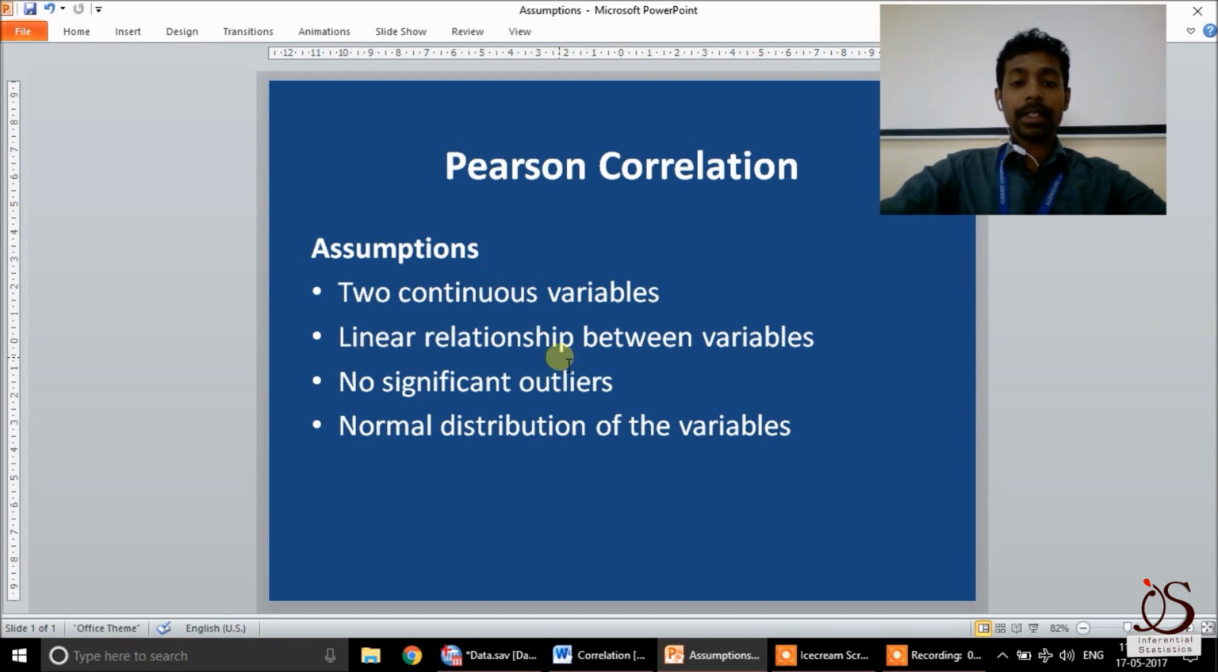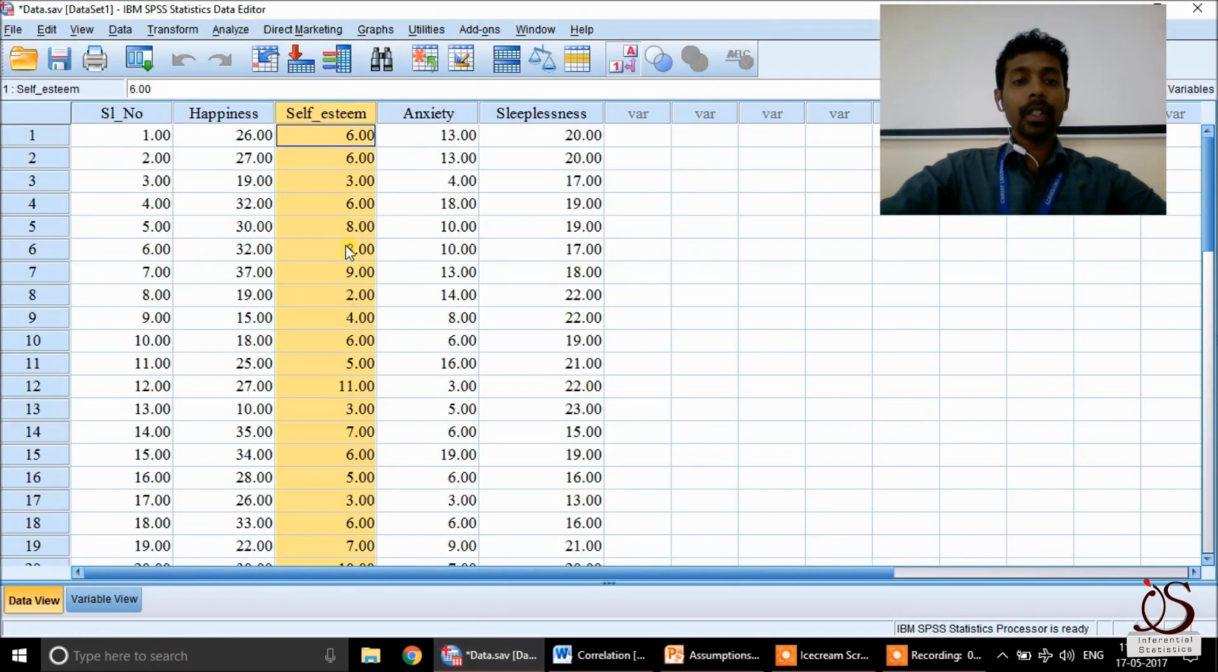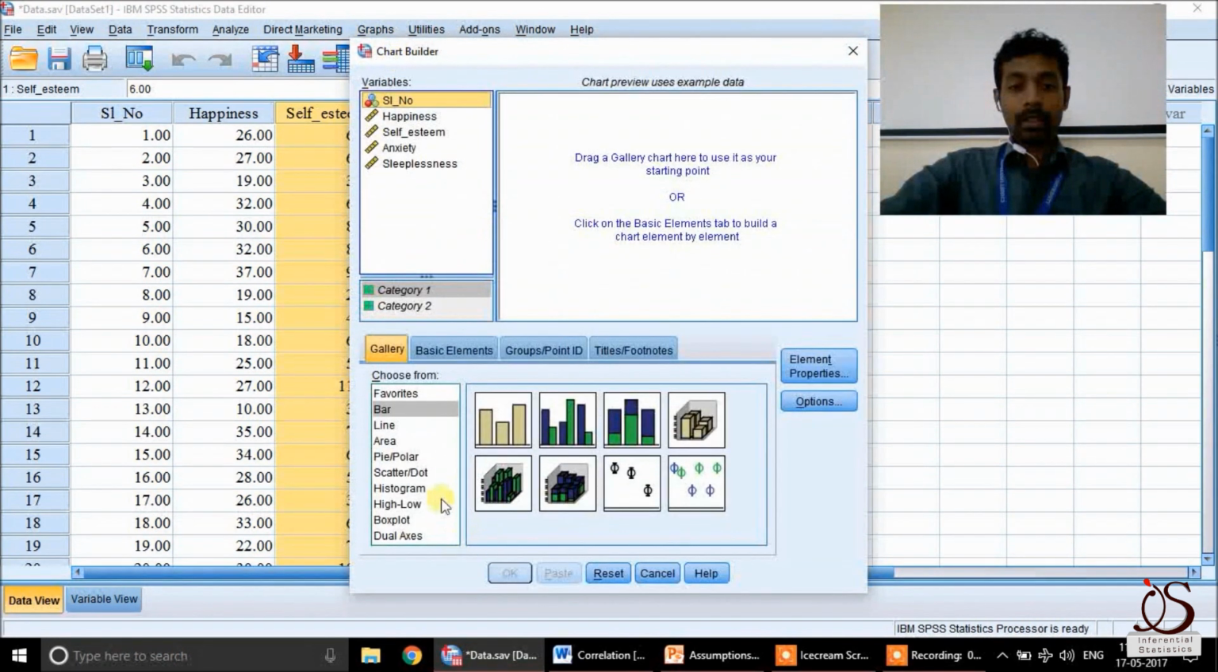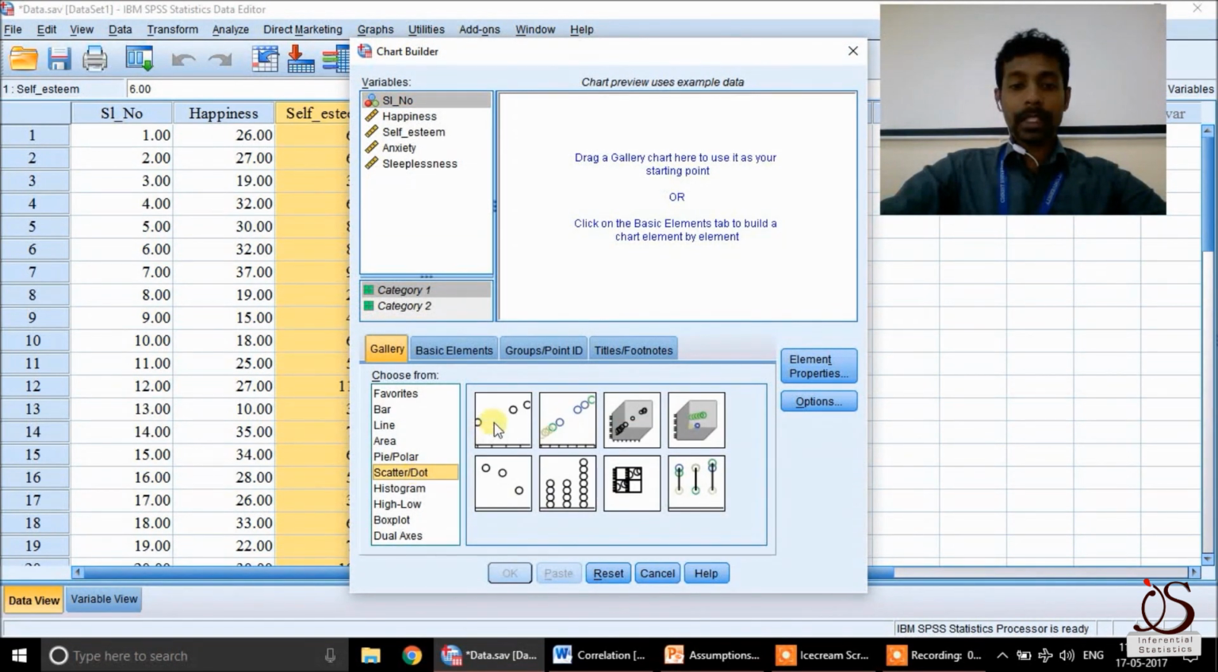The second one is a linear relationship between the variables. It means there should be a straight line relationship between the variables, that means happiness and self-esteem. Let us go back to the data first. For that, I have to draw a scatter plot. So let us draw it. Click on graphs here, then chart builder. You have to go to scatter plot. Select the simple scatter plot here. Take the variable.